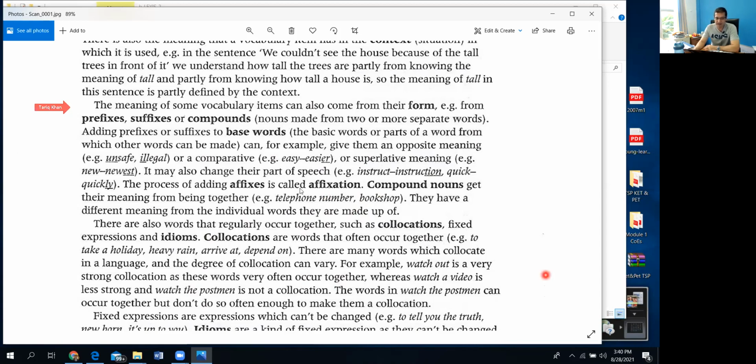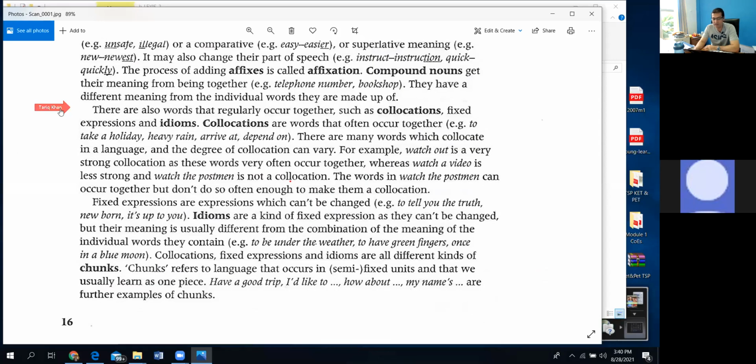So, if these two paragraphs are clear, we will go to the third paragraph. And now in the third paragraph, what we see, there are also words that regularly occur together. Occur together means comes together. They happen to be together in language, such as collocations. Have you heard of that? Some you might have heard. Collocations are mostly used in upper intermediate and advanced language. Fixed expressions and idioms. So these three things we will talk about now.